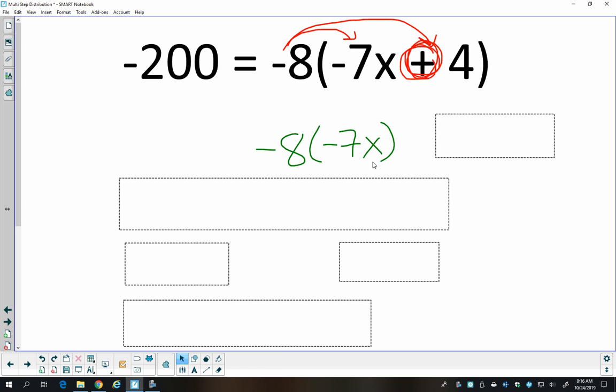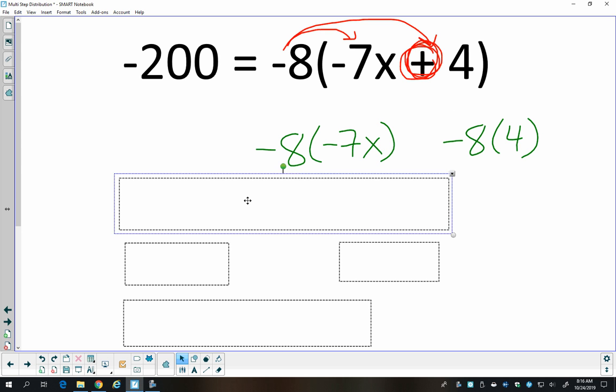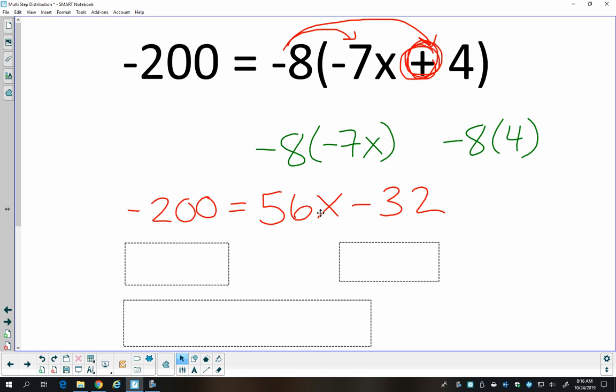So -8 times -7x, -8 times 4. Make sure you multiply by both things. -8 times -7x gives us 56x. That negative times a negative makes this a positive. -8 times 4 gives us -32.